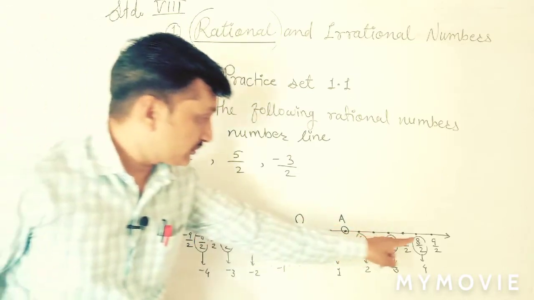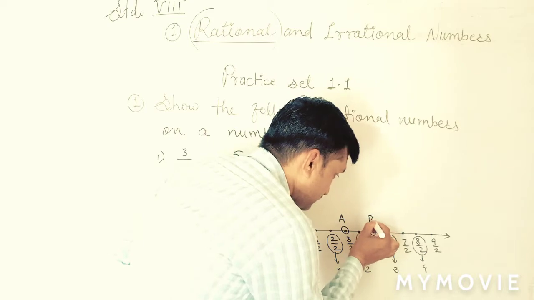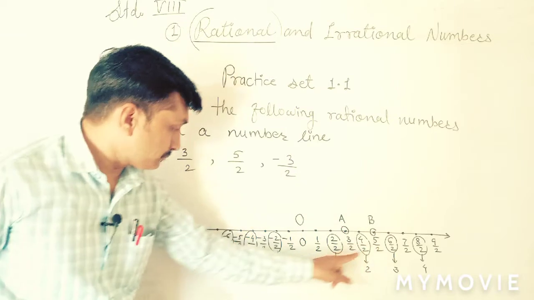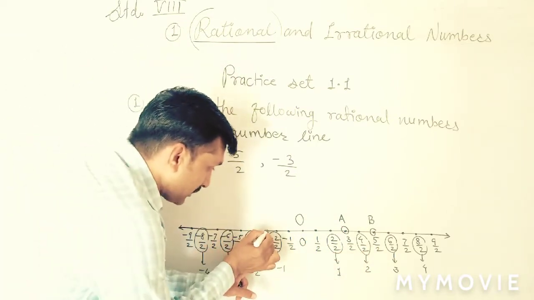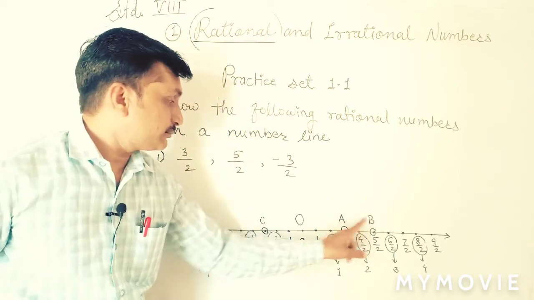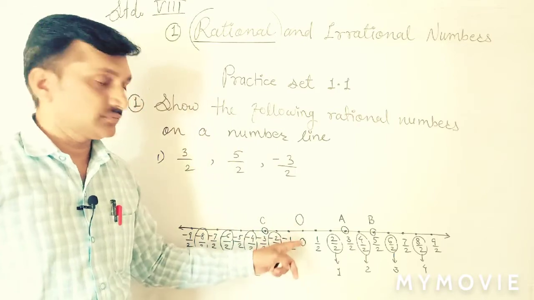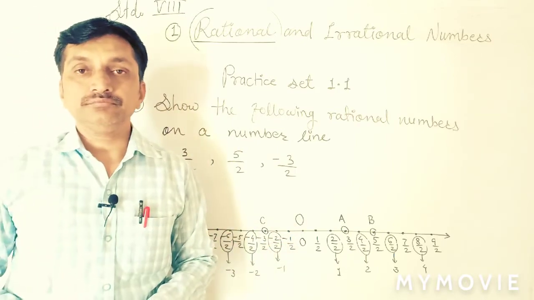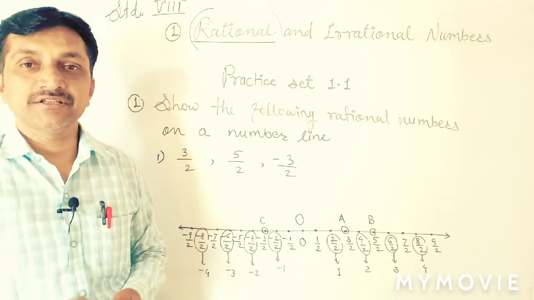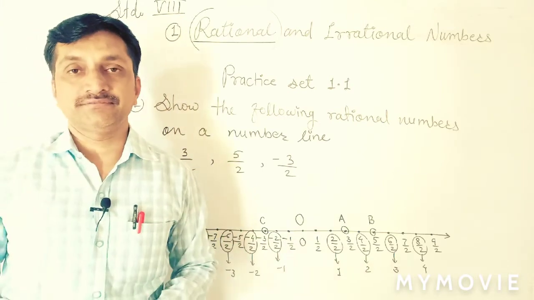5 upon 2. You see where is 5 upon 2? 5 upon 2 is here. This is the second point that we want. I write here B. You can give any name. Minus 3 upon 2. Minus 3 upon 2 is here. I mark this and write here C. And these are 3 points, A, B, C. These numbers we want here. O is the origin. Give it or don't give it. Did you understand, dear friends? In this way, we can represent rational numbers on a number line.